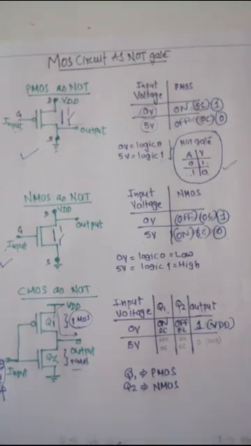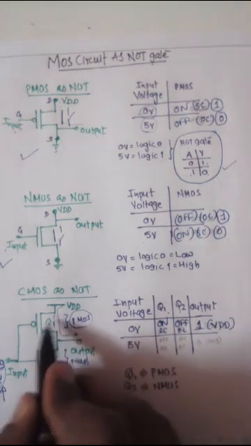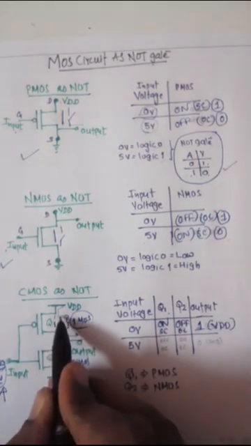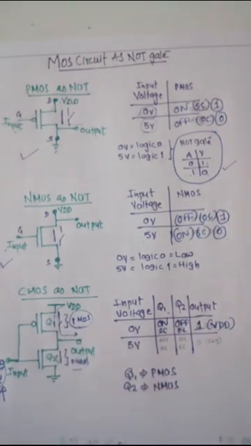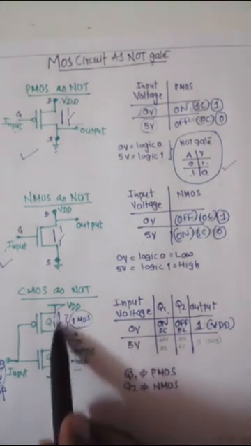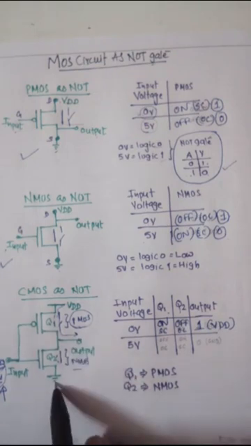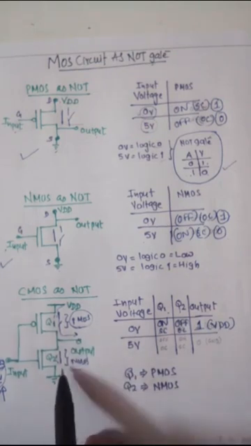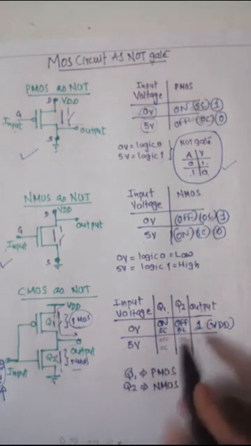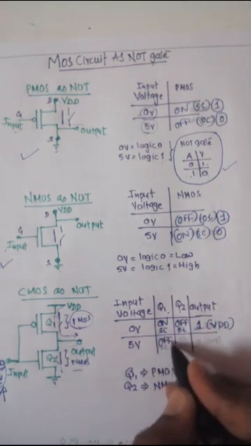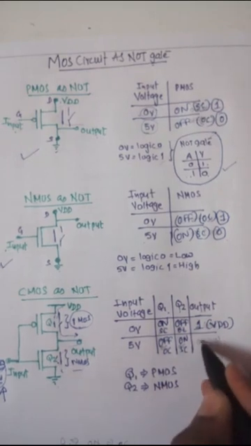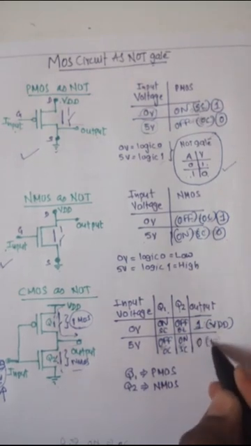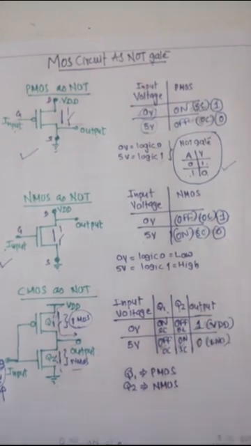Now if a high voltage is given, what happens? When high voltage is given to the PMOS, it will be off. This will be the off condition, meaning open circuit, and the NMOS will be a short circuit. Current cannot flow downward to ground, so the output will be available near ground. That's why the output available is 0, meaning near ground.